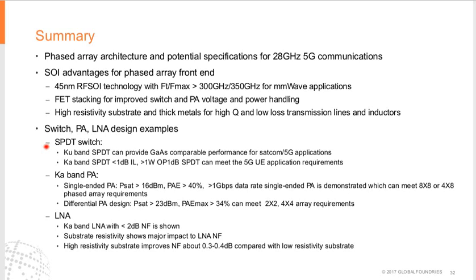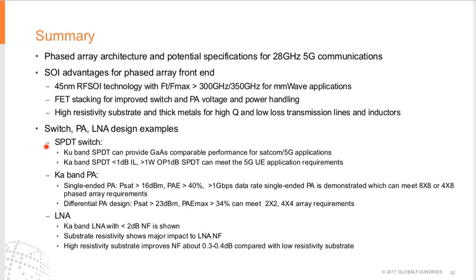For the differential PA, the P-SAT can be larger than 23 dBm and the PAE larger than 34%. It can meet the 4x4 array requirement for complex modulated signals. For 2x2, it can support the single carrier case.